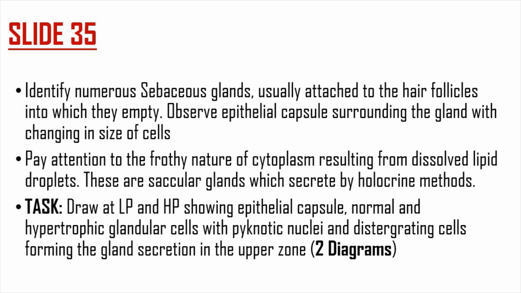So observe the epithelial capsule surrounding the gland with changing size of the cells. Then pay attention to the frothy nature of the cytoplasm resulting from dissolved lipid droplets. These are circular glands which secrete by holocrine secretion. In holocrine secretion, there is destruction of the whole cell to get the product of the gland.